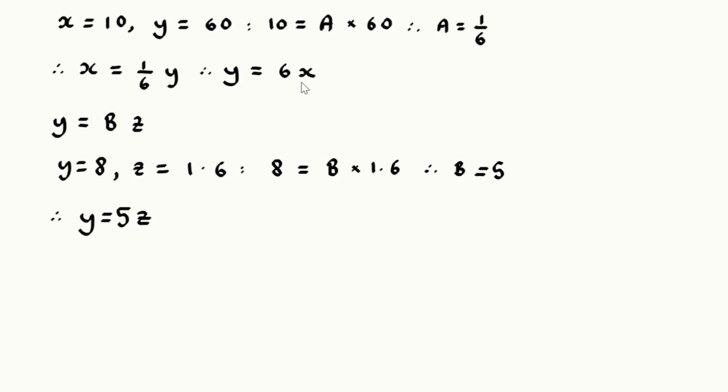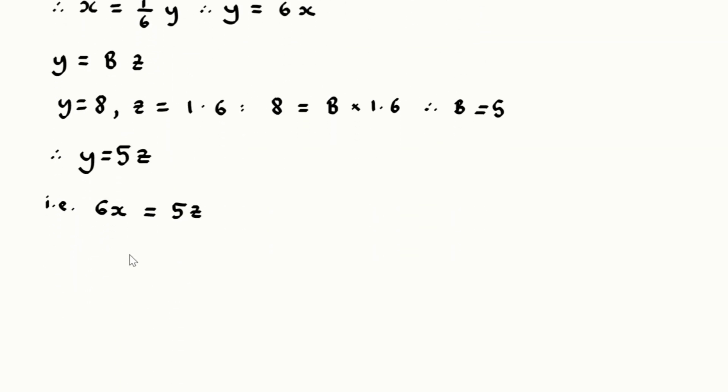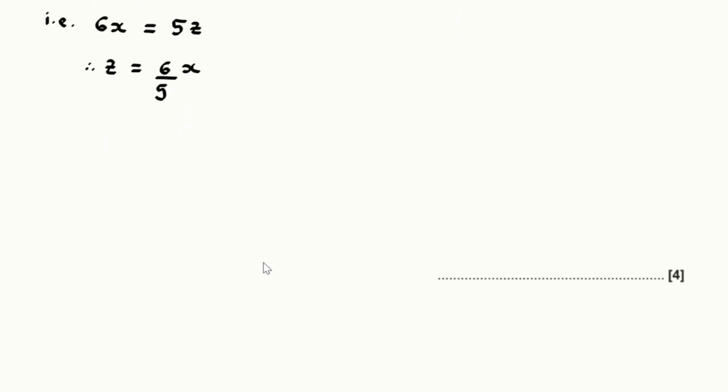And recognizing that y is equal to 6x and y is equal to 5z, we can set these two equal to each other. So I've got 6x equals 5z because they both equal y. We have to write a formula for z in terms of x. So we need a z equals. So z equals 6 over 5 x. So I've got z equals 6x over 5.